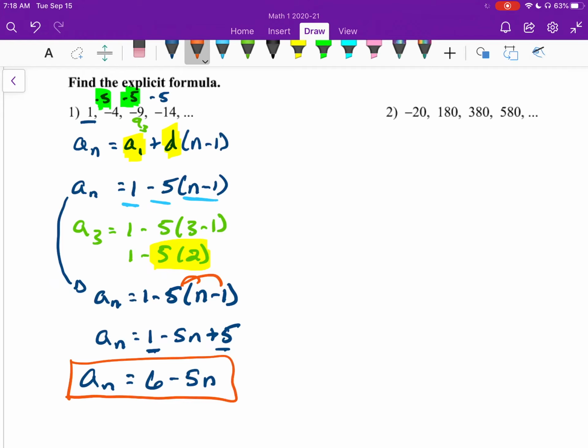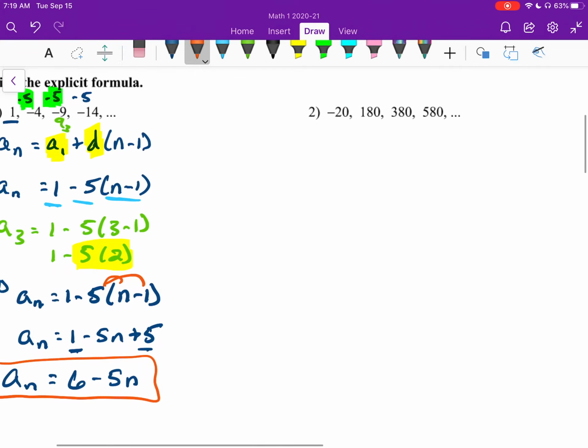Okay. Now, if you look at all this work, you might say, well, that's way too much work, and it is. I did do some explanation in there. I'll show you number 2, and I think it'll be a little bit easier after that.